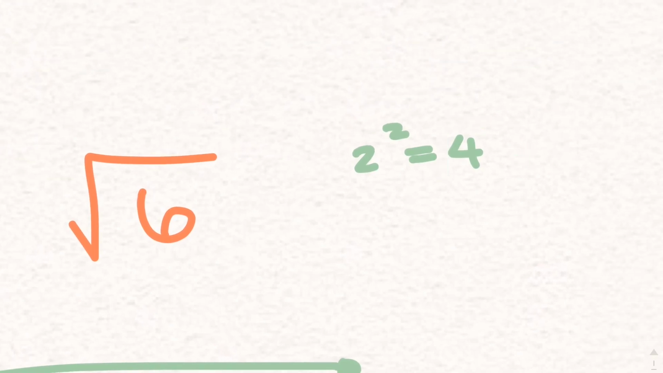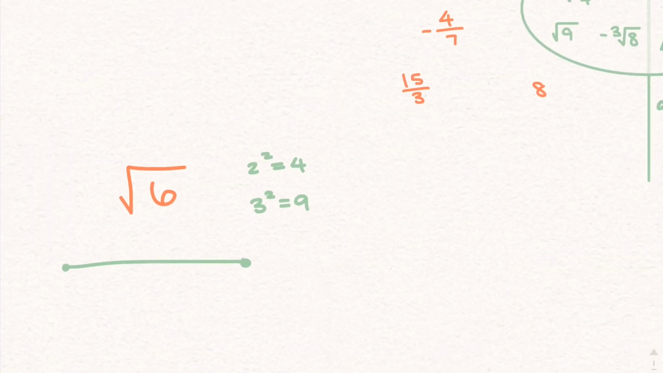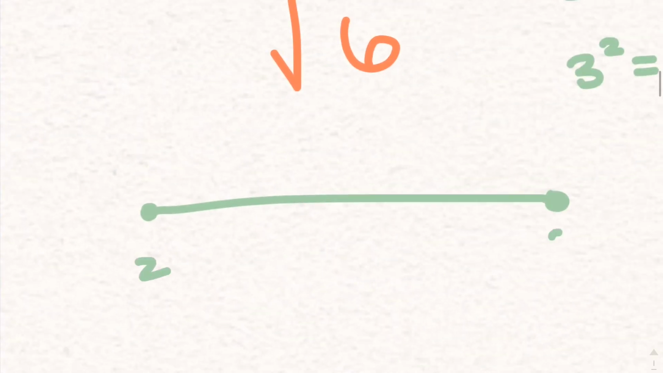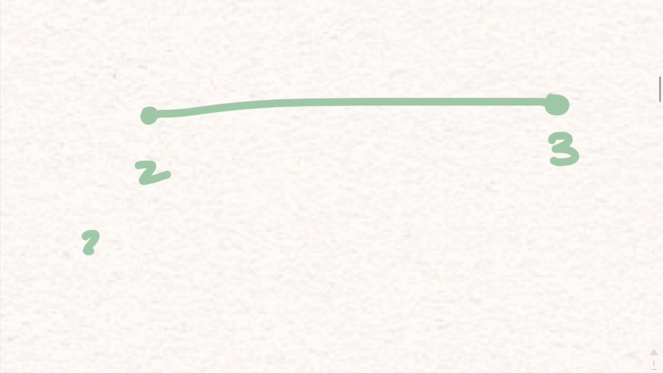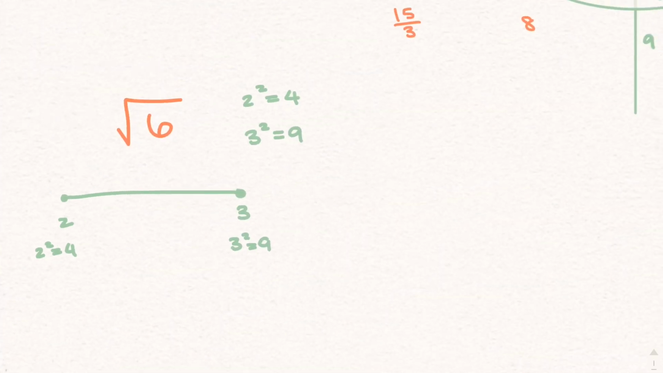So we know that the square root of 6 will be a little bit bigger than the square root of 4, so it'll be a little bit bigger than 2. And if we go up to 3, 3 squared equals 9, and 6 is a little bit smaller than 9, so we know that the square root of 6 is going to be a little bit smaller than the square root of 9. So the square root of 6 lies between 2 and 3. We have 2 squared equals 4, 3 squared equals 9.